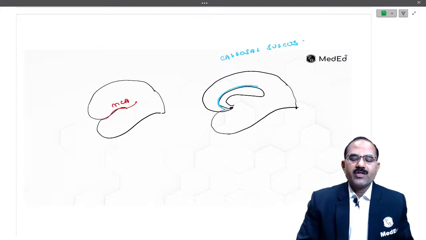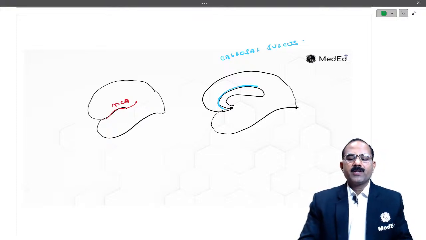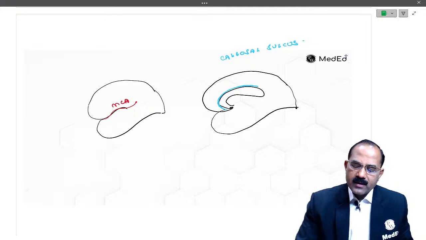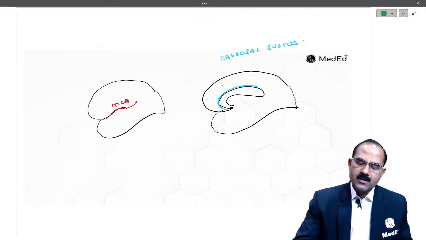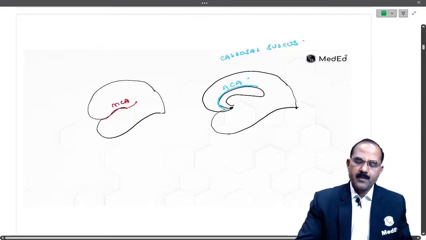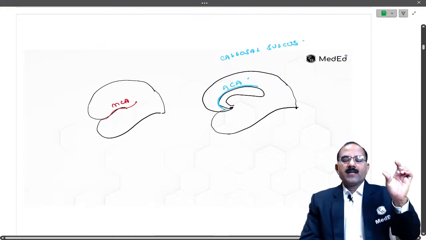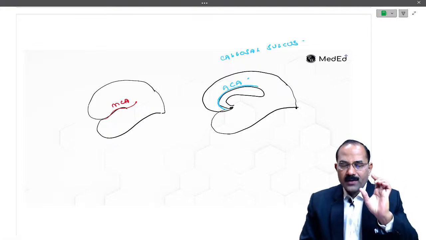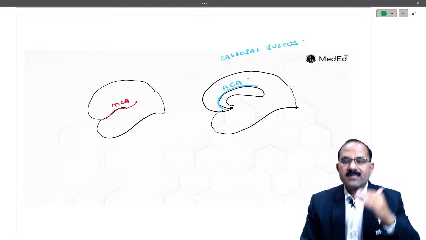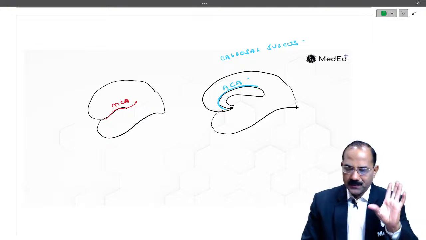Okay. So the artery which lies in the lateral sulcus is the middle cerebral artery. Yes, Manish. And the artery which lies in the callosal sulcus is the anterior cerebral artery. These are very important MCQs, children. Artery lying in the lateral sulcus, middle cerebral artery. Artery lying in the callosal sulcus, anterior cerebral artery.